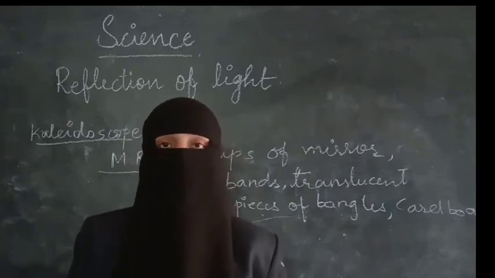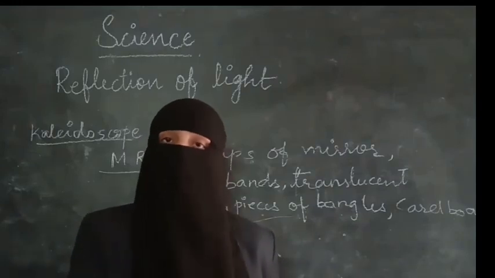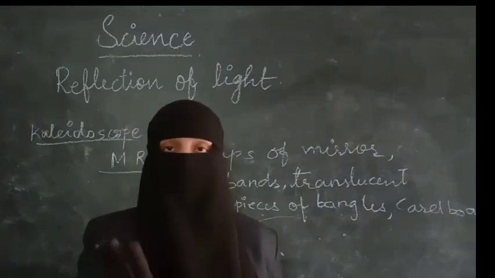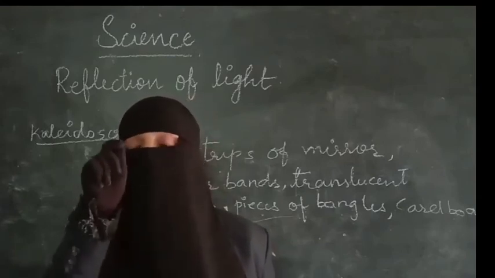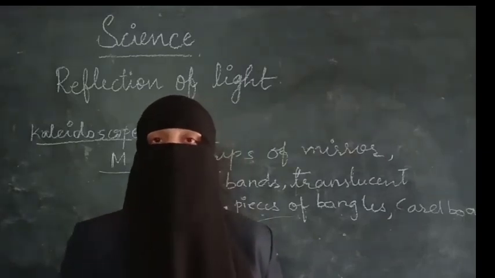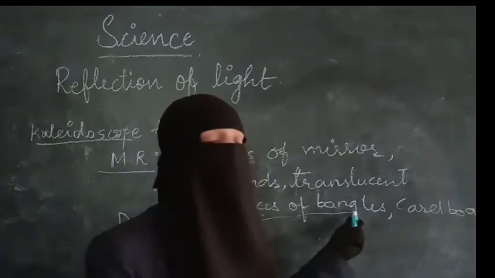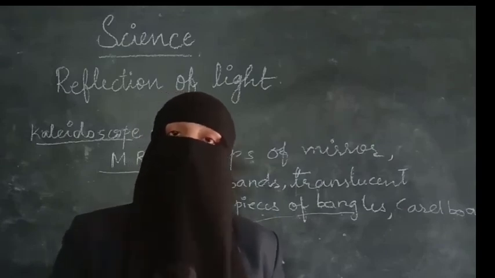How do you have to see through it? So the final result will be that the kaleidoscope is ready to use. This is your final result. Now how do you have to see? You have to see through the small hole which you have made. If you see through it inside the kaleidoscope, you will see that these small pieces of bangles will form different patterns which will be colorful as well as beautiful.